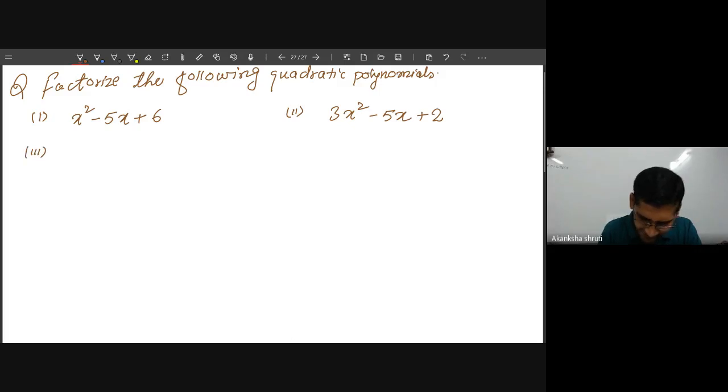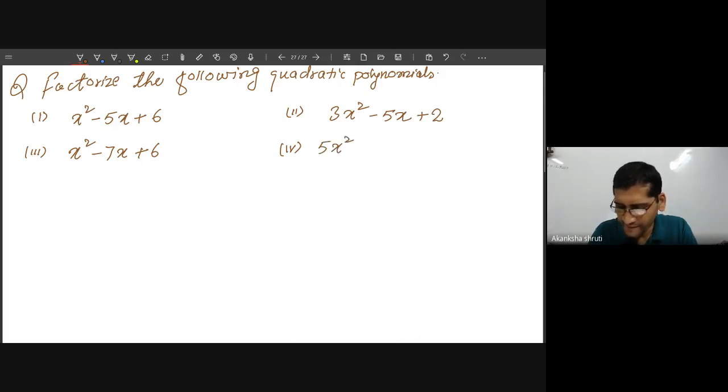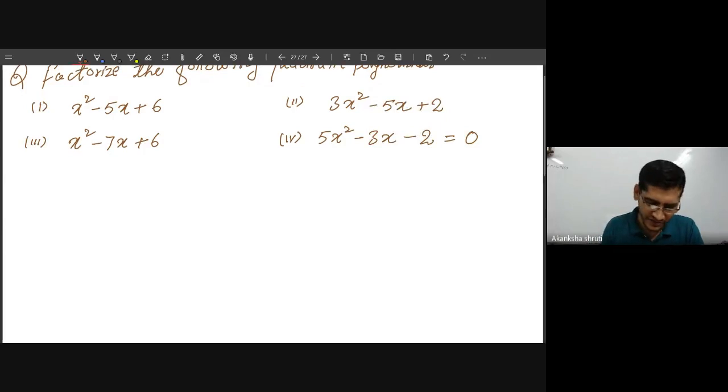Similarly, there are so many. Say x square minus of 7x plus of 6. The fourth one. So many questions are there in your textbook also. Say 5x square minus of 3x minus of 2, not equal to 0. So this one we have to take.